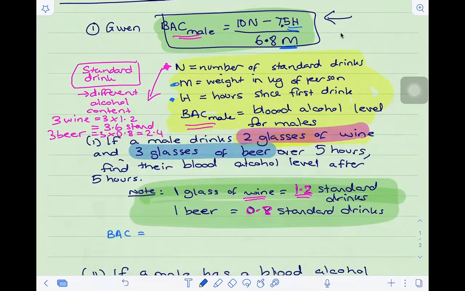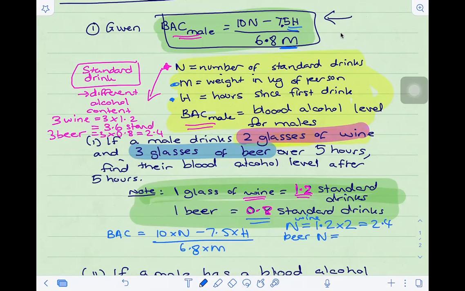Okay, so the BAC, let's put all the times signs in, is 10 times N minus 7.5 times the H over 6.8 times the M. The N is the number of standard drinks. So we have 1.2 for wine, and there were 2 glasses of wine, so that will be 2.4 standard drinks. The beer is 0.8 standard drinks, and there were 3 glasses of beer, so that's also 2.4 standard drinks. So you'd need 3 glasses of beer to have the same as 2 wines. So 2.4 plus 2.4 is 4.8. That's what your N is in your formula, so we're just going to sub that in for the N.